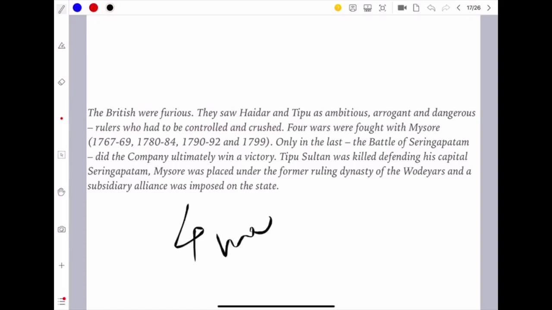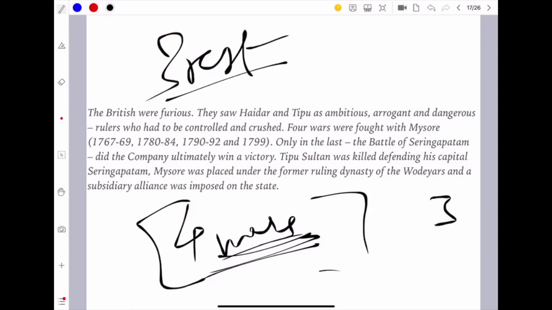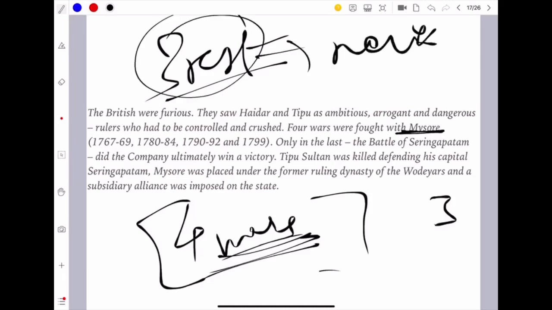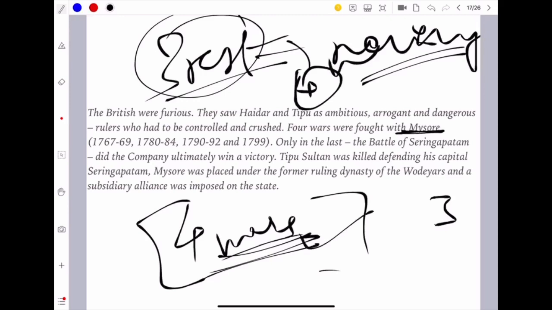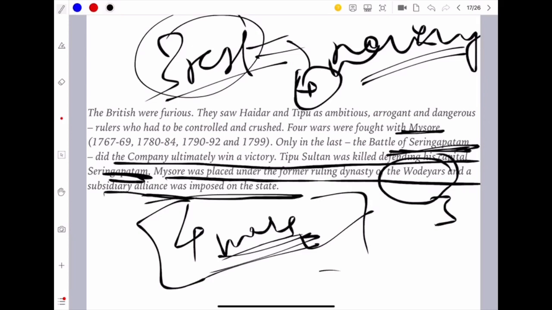Four wars occurred with Mysore; with the Marathas, three wars occurred. In the rest of the three Mysore wars, there was no victory. But in the last, fourth war, the company won, the Battle of Seringapatam. Tipu was killed defending his capital Seringapatam. Mysore was placed under the formal ruling dynasty of the Wodeyars, and a subsidiary alliance was imposed on the state.